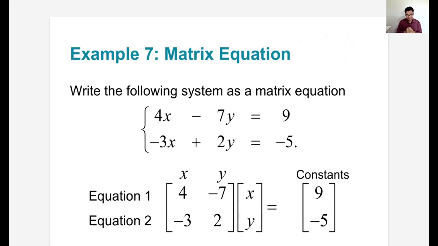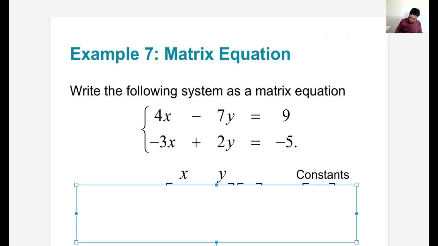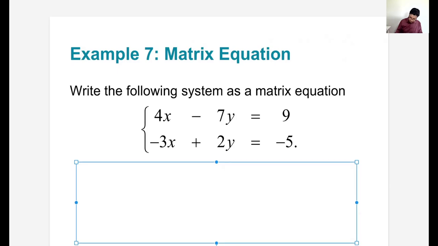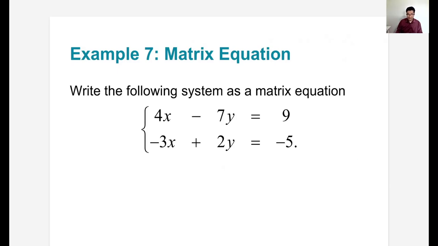Look at the system of equations and don't look at the solution below that. I'm going to cover it, in fact, and let us write it and we will check them. It's very easy. What you do, you take the coefficients first: 4, -7, -3, 2. Coefficients of x, coefficients of y. Just like in an augmented matrix, if any variable is missing, you write 0 there for its coefficient.